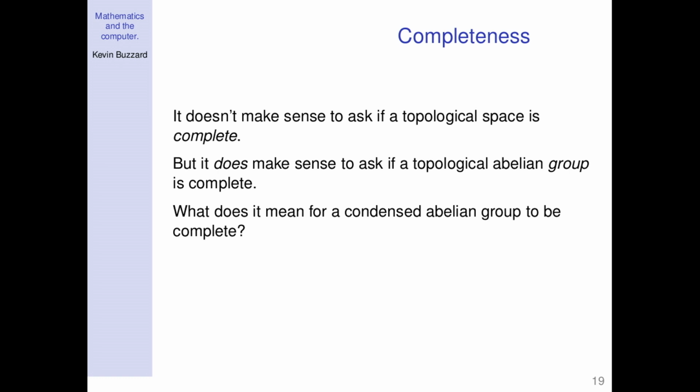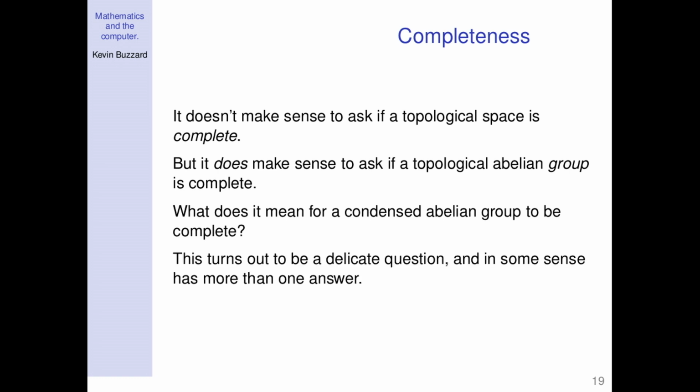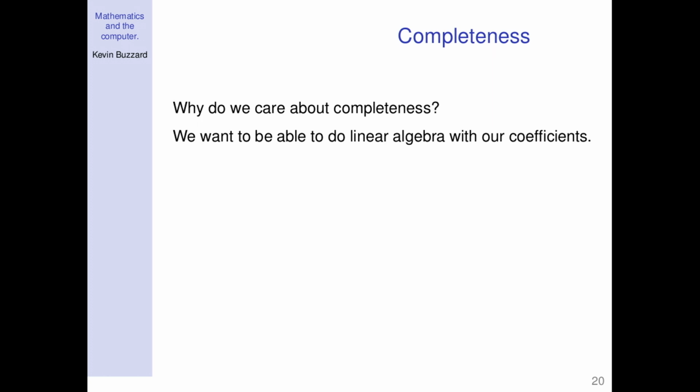And so now, what does it mean for a condensed abelian group to be complete? This definition isn't going to fly because we're not doing topology at all, so we need to come up with a completely different definition of what it means for a condensed abelian group to be complete. And this turns out to be a super delicate question. So before I start explaining the answer, let me tell you why I've suddenly started talking about completeness. The reason is that we want to be able to do linear algebra, right?